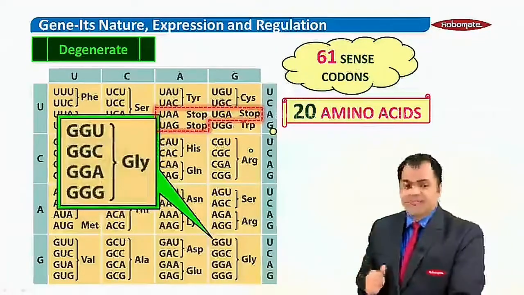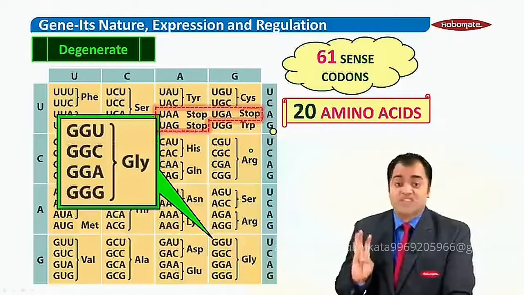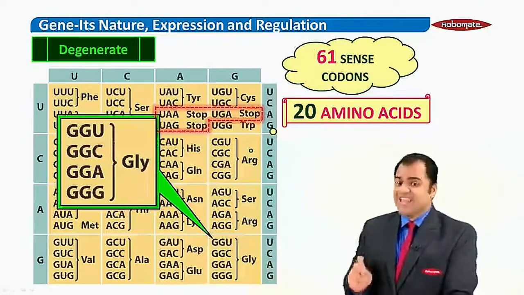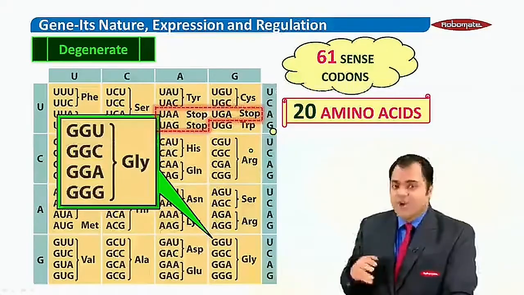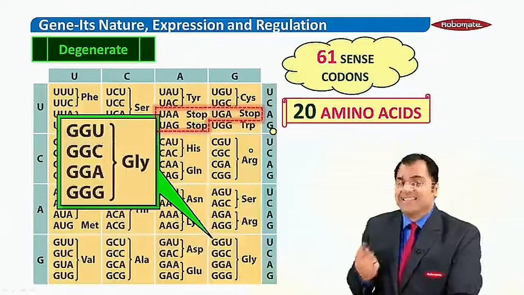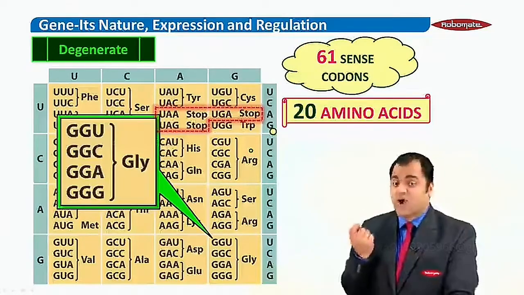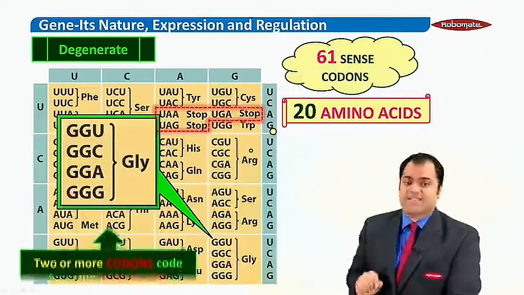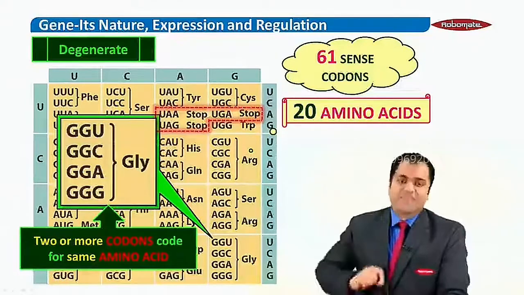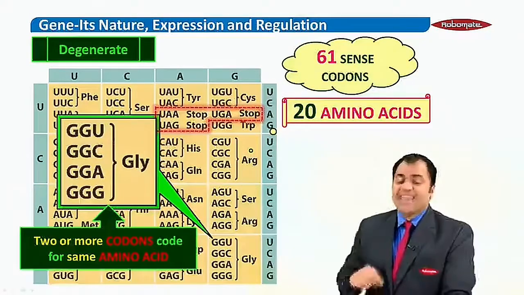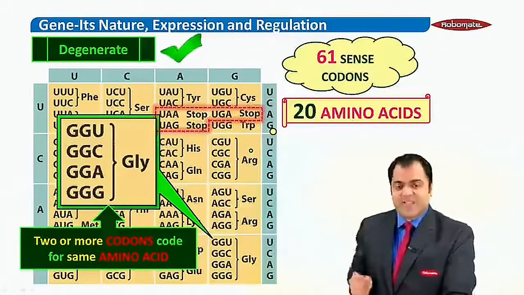You see down there. There are 4 codons, GGU, GGC, GGA, and GGG, and they all are coding for the same amino acid glycine. So in this way, because you have 61 sense codons but only 20 amino acids, you can say that 2 or more codons can code for the same amino acid, and that is why it is said that the genetic code is degenerate. Is that okay?